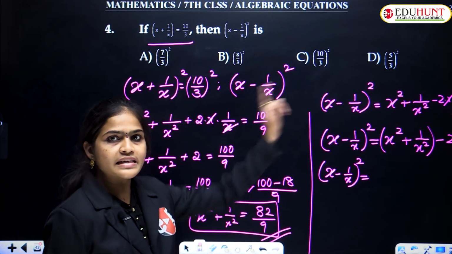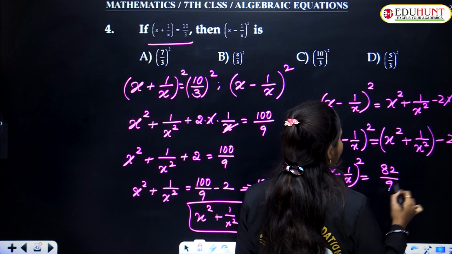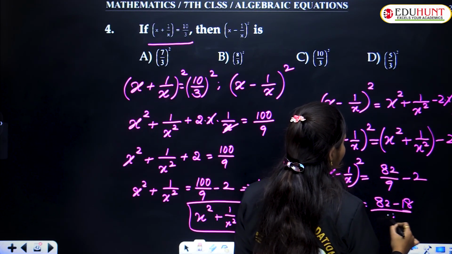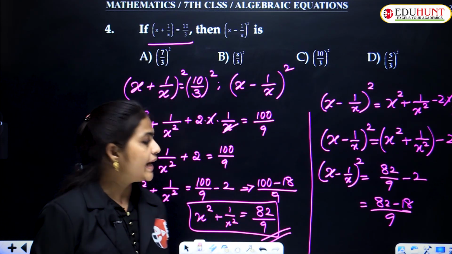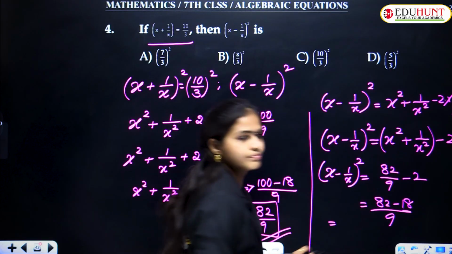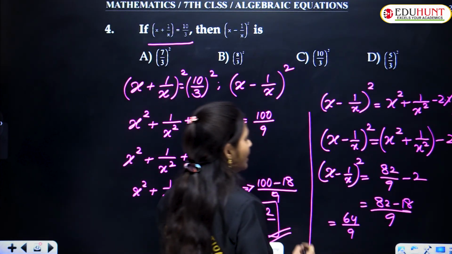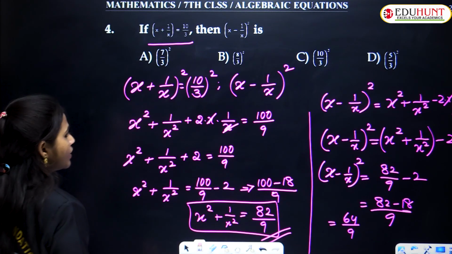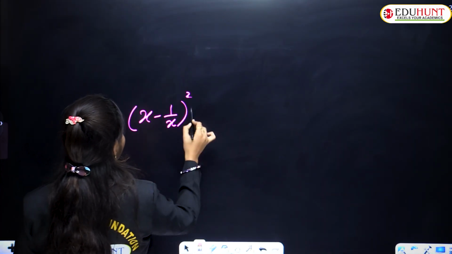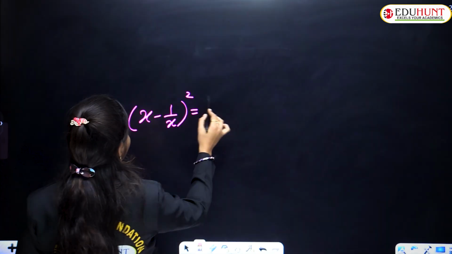Okay. So substitute this value there. So 82 by 9. 82 by 9 minus 2. So which is equals to 82 minus 18 by 9. Okay ma. So 82 minus 18 which is equals to here 64. Okay. So 64 by 9. Okay. So that is the value of here x minus 1 by x whole square is equal to 64 by 9.